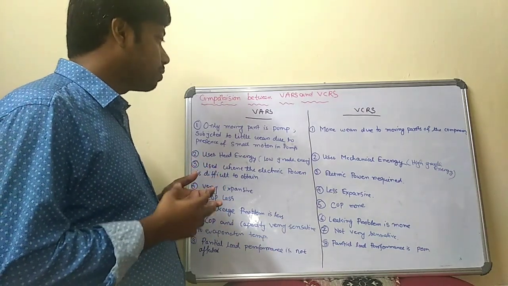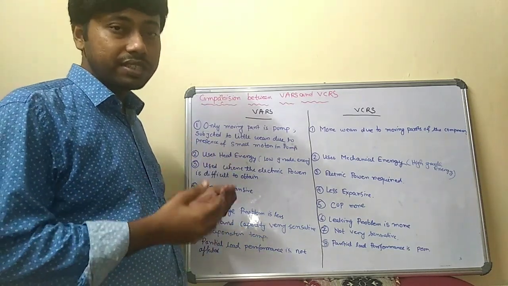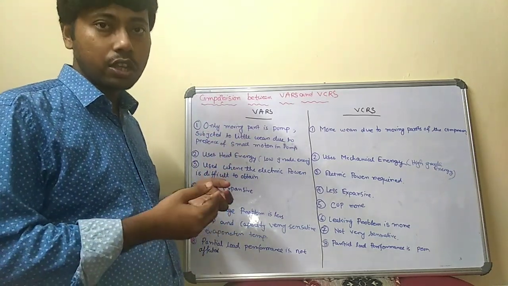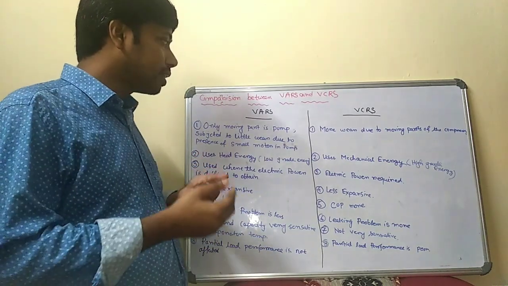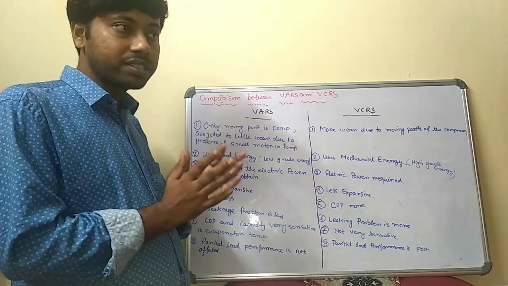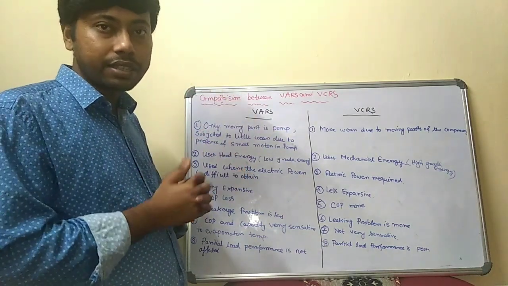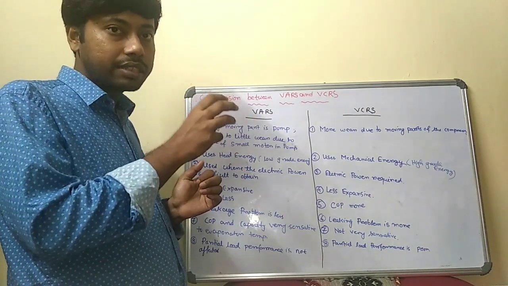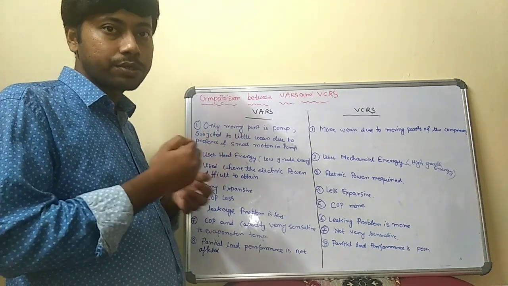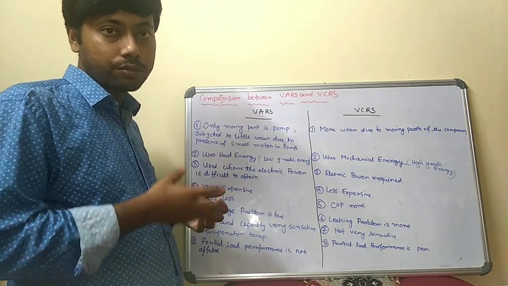It is subjected to little wear due to the presence of a small motor in the pump. In the VCR, there is more wear due to the moving parts in the compressor. In the VAR cycle, there is a liquid pump instead of a compressor, then the absorber, liquid pump, generator, and pressure reducing valve. In the pump there is a small motor, so there is a chance of producing wear.